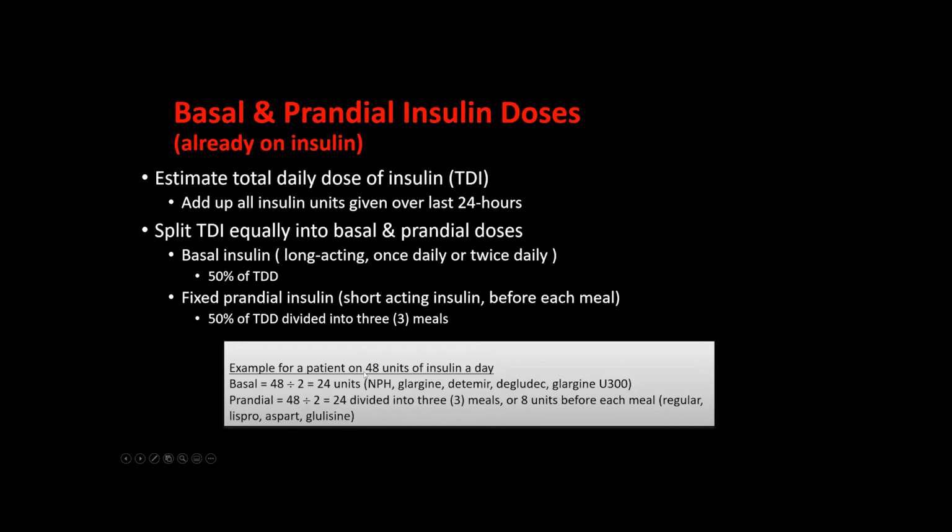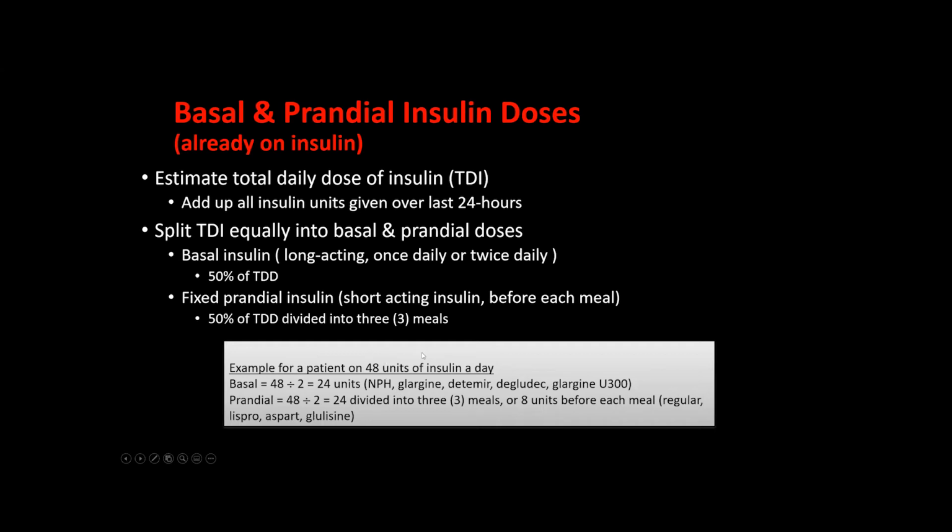But if the patient is taking 48 units of insulin daily and is still not controlled, what you would do is increase by 20 to 30% of the 40 units. So let's say 50, an increase of 20%, so it's 10 units more, which is 60 units. You can start with 60 units, and then split into 30, 10, 10, 10. So you can go from there.